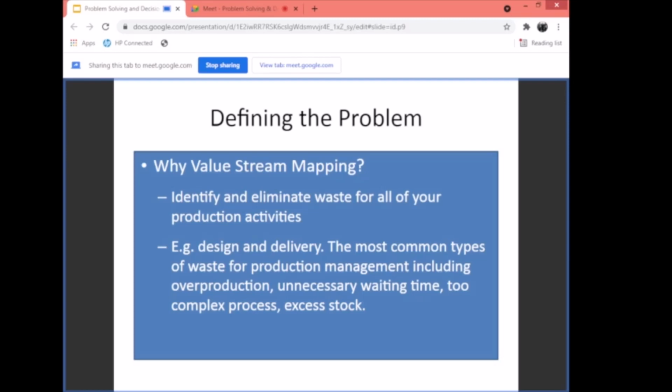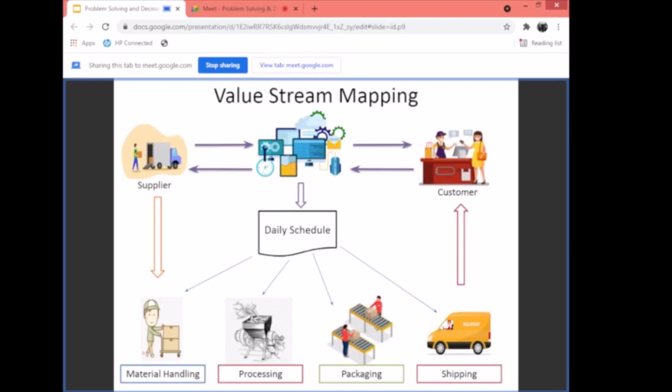For example, design and delivery, the most common types of waste for production management. There are, I think, 7 wastes in manufacturing: overproduction, unnecessary waiting time, too complex processes, transport waste, overprocessing waste. I forgot the others, but there are around 7. When you're doing lean management, you have to know all the 7 wastes in manufacturing. You have to look at the entire process.